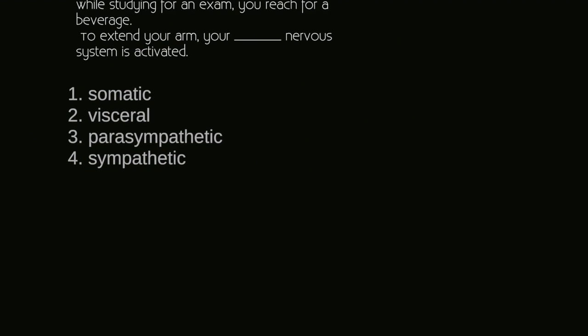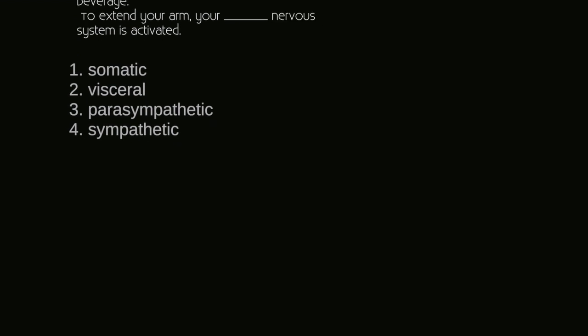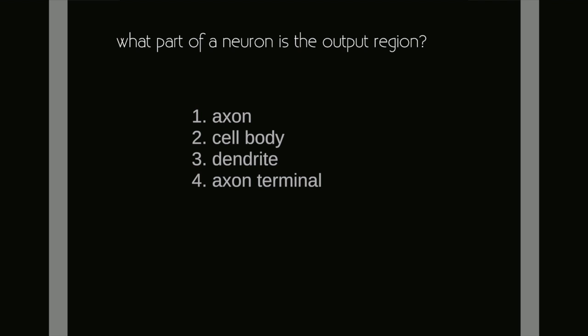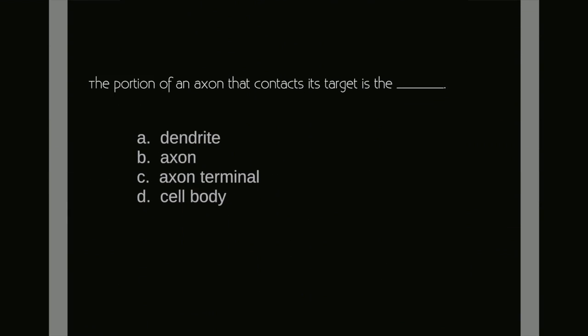While studying for an exam, you reach for a beverage. To extend your arm, your blank nervous system is activated. And since that's a voluntary muscle, that's your somatic nervous system. What part of a neuron is the output region? And the correct answer is axon. The portion of an axon that contacts its target is the axon terminal.